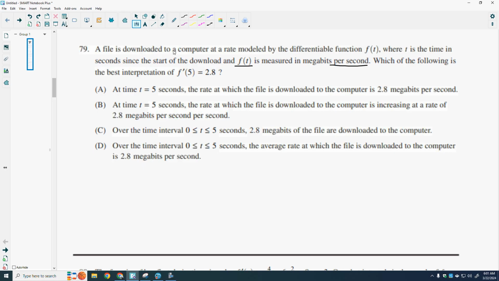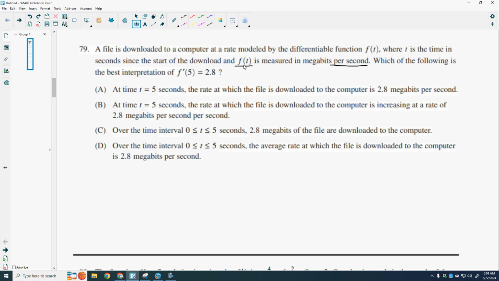A file is downloaded to a computer at a rate modeled by the differentiable equation. I'm not saying that this is a differential equation. It's a differentiable equation. It has a derivative. A differential equation would look like df dt, right? It's in derivative notation. This is just saying it has a derivative. It's differentiable. Okay. Sorry, I just had to clarify some verbiage.